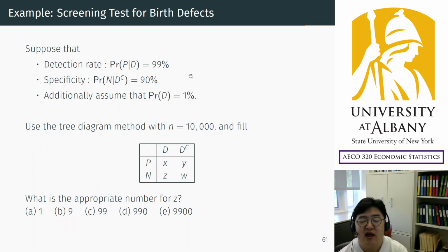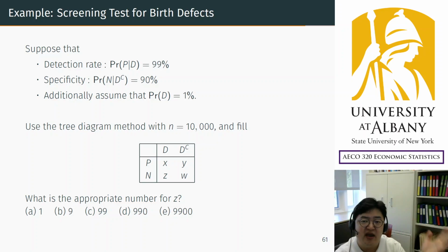So then let's think about a numerical example. Suppose that the detection rate is 99%, very, very high. This is what the doctor told me at the time. And the specificity rate is 90%. A little lower, but still very high. But additionally, I'll assume that birth defects exist for 1% of babies.